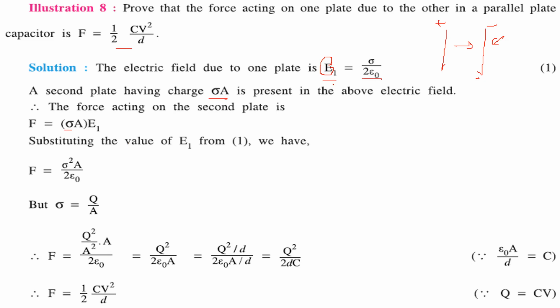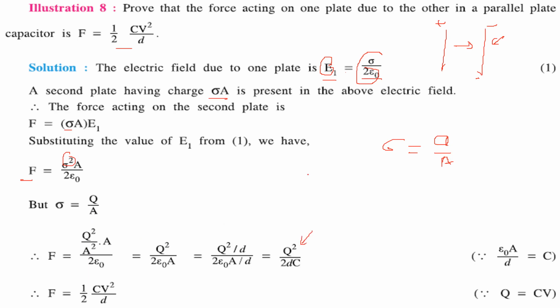We can substitute this value here. F will be equal to sigma A, and in place of E1 we place sigma by 2 epsilon naught. It will be sigma square A by 2 epsilon naught. But we know that sigma is charge by area, so we can put sigma as Q by A. Just put it here. It will be Q square by A square. Just resolve it and you'll get the result.